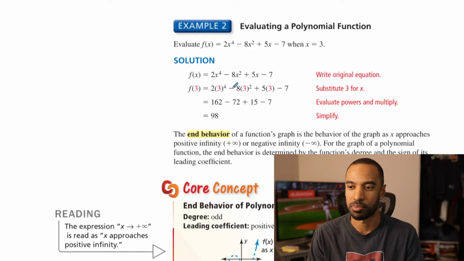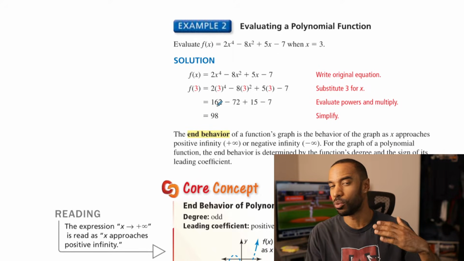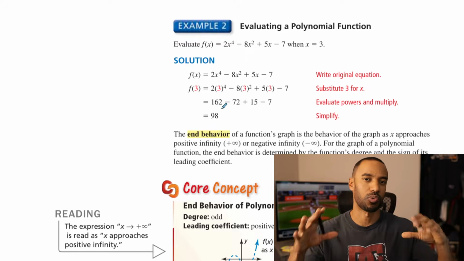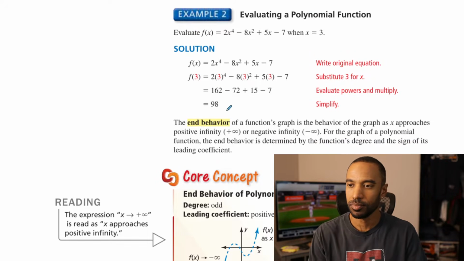Anyway, 3 squared is 9 times 8 is 72. So we subtract that. 5 times 3 is 15. And minus 7, you get 98. So f of 3 is 98. That means when x equals 3, y equals 98. That means 3 comma 98 is a point that's on your graph if we graph this.